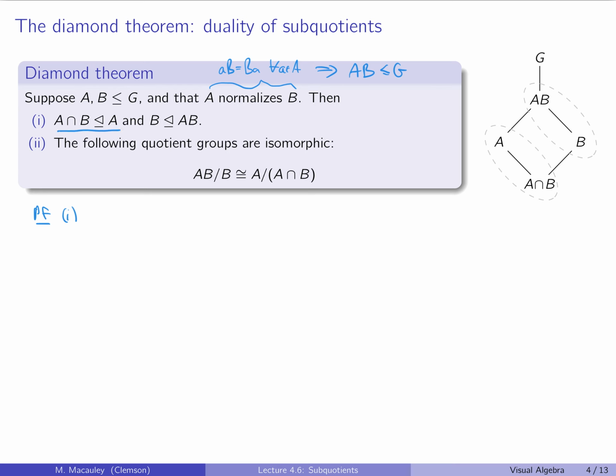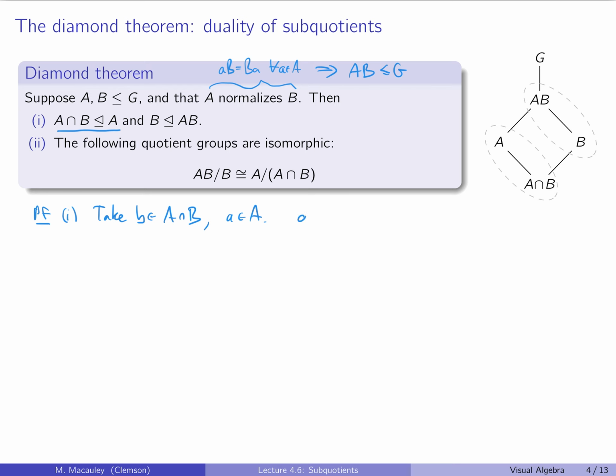To prove this normality condition, let's take something in A intersect B and conjugate it by A and show that we remain in A intersect B. So let's take something that's in both A and B. I'm going to call it B. We could call it something else if we want to. And an A in A.